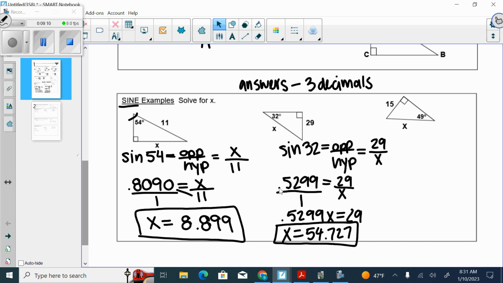All right, we got one more. So there's my angle. So how am I going to write this equation? What's it going to look like when we set it up? Good. Right, and what is the opposite? Nice. Okay. So now we need to convert sine of 49. What would sine of 49 be as a decimal? Very good. Is equal to that 15 over x. And then what are we going to do to solve?